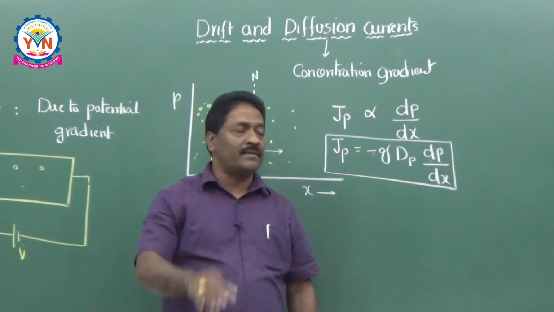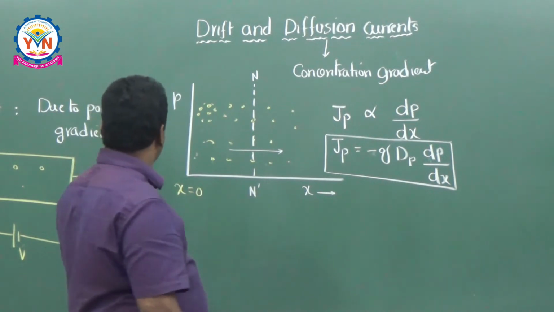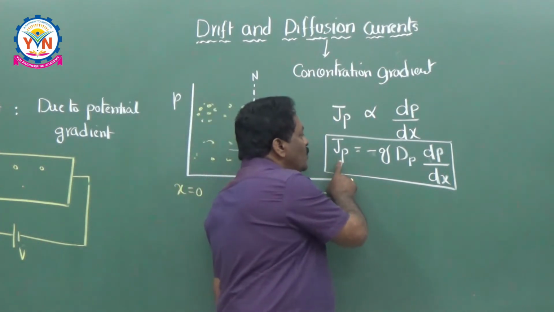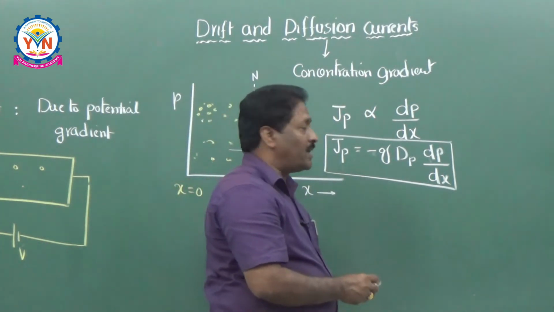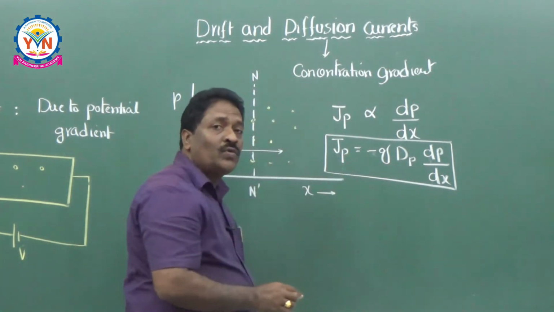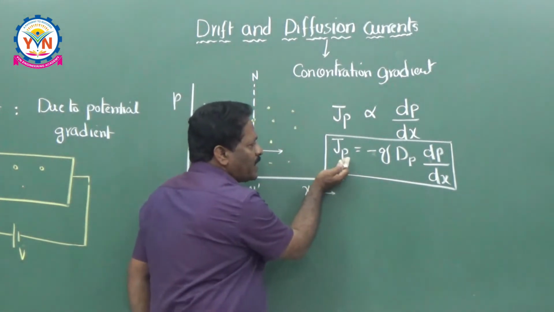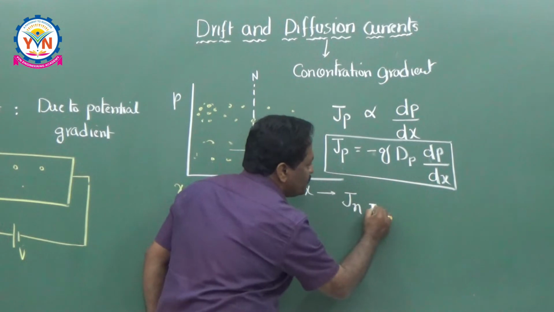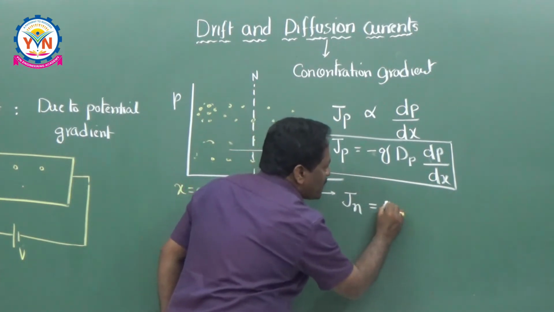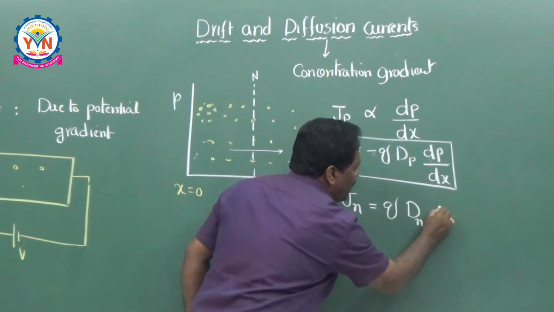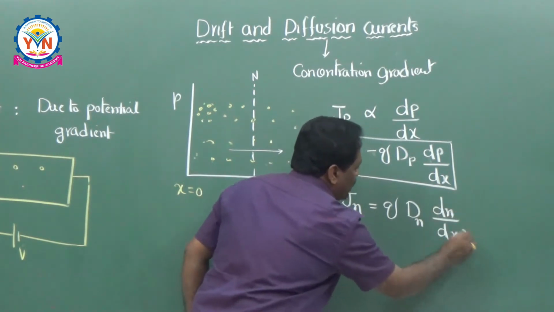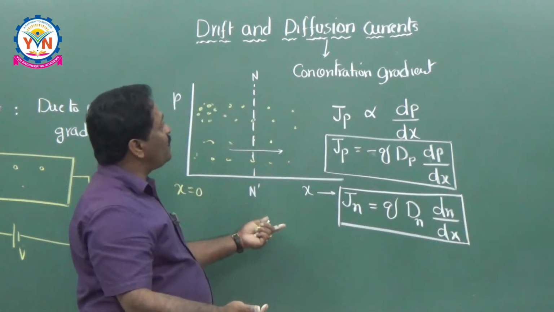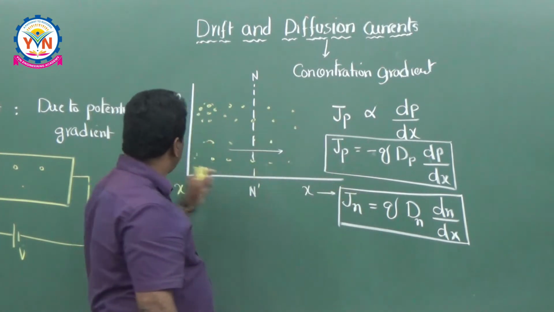So remember, my dear friends, there are two types of currents in semiconductors. One is the drift current, the other one is the diffusion current. So this is the diffusion current due to holes. A similar analysis applies to electrons. What is the diffusion current due to electrons? Very simple. Replace P with N. Therefore, I can write Jn equal to, instead of minus, plus Q into dn by dx. This is the current density due to electrons. So, I have written the expressions for diffusion currents as well as drift currents.